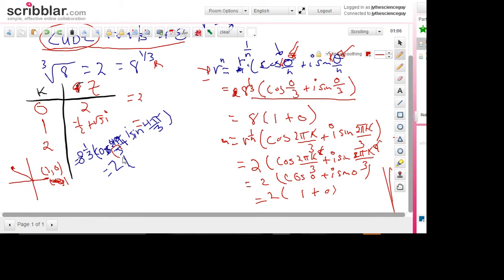Anytime you see a 3 written in the bottom of these fractions, these are always going to be the same two numbers. The only thing that's going to change is the sign between the two of them. So if you have 4 pi over 3, that is down here. So what are the signs of the numbers in the third quadrant? Both negative. So it would be exactly the same two numbers, except both of those are going to be negative this time, in the exact same order.